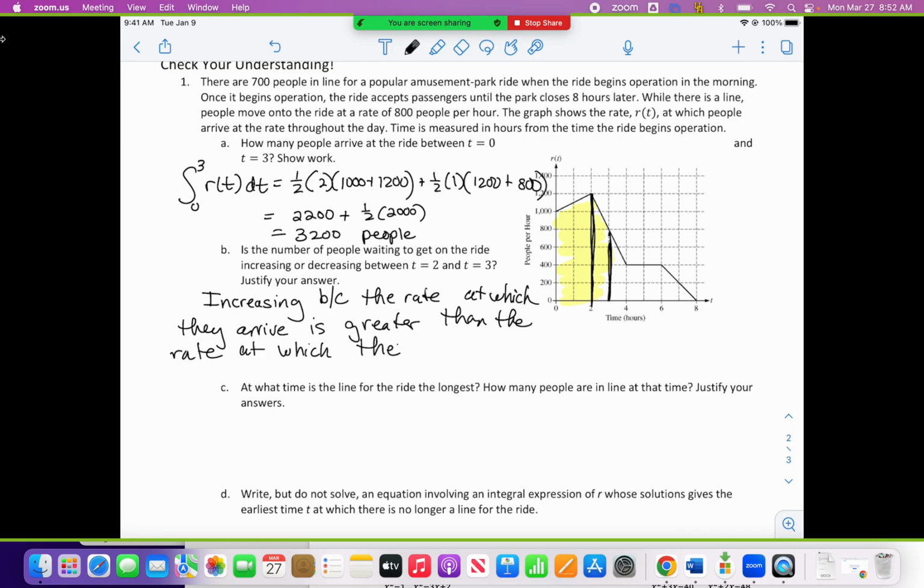Do you even have to evaluate? Can you just look at the graph and see that in that interval the slope is negative, so it would have to be increasing because your rate going in is positive? Yeah, you could say that. And you just have to be able to explain that then.